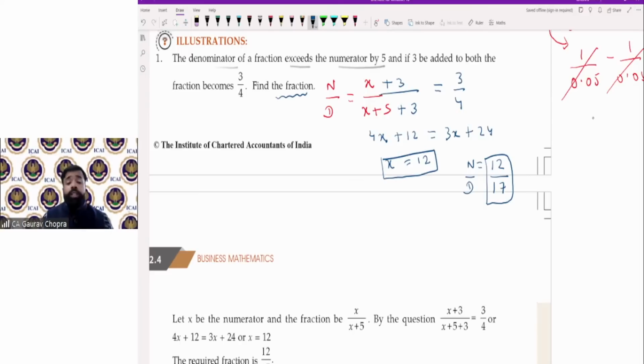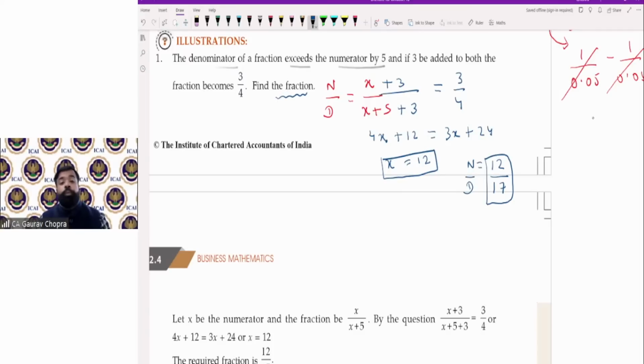पहले क्या करना है? क्वेश्चन ने बोला डिनोमिनेटर न्यूमरेटर से 5 नंबर ज्यादा है, तो अगर आपने न्यूमरेटर को x लिया तो डिनोमिनेटर कितना होगा? x plus 5. ओके, ये तो हो गया हमारा पहला पोर्शन. आगे क्वेश्चन ने कहा अगर हम 3 ऐड कर दे दोनों में, न्यूमरेटर में भी और डिनोमिनेटर में भी, तो हमारा फ्रैक्शन कितना बन जाएगा?